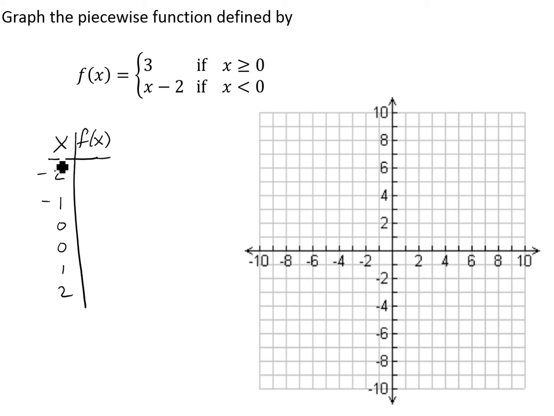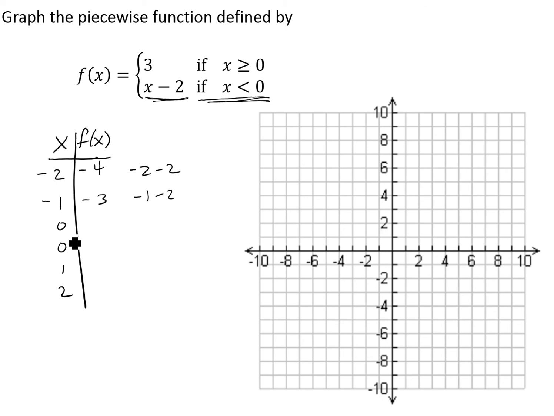Okay, so when x is -2, -2 is less than 0, so we fall in this category here. X is less than 0, so that means I have to use this equation for the function. When x is -2, we're plugging a -2 in for x in x minus 2. So we get -2 minus 2, which is -4. X is -1, same thing, that's less than 0, so we plug it into the x minus 2 equation. So we get -1 minus 2, which is -3.